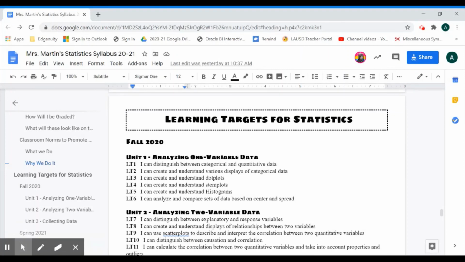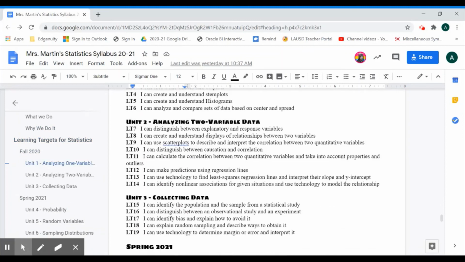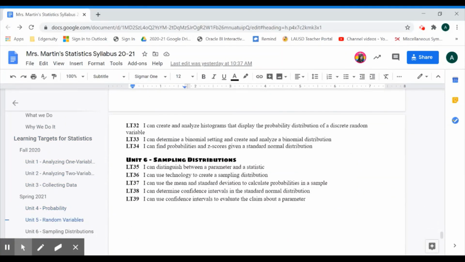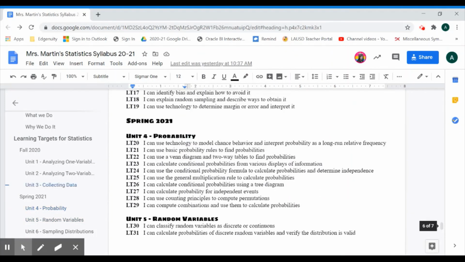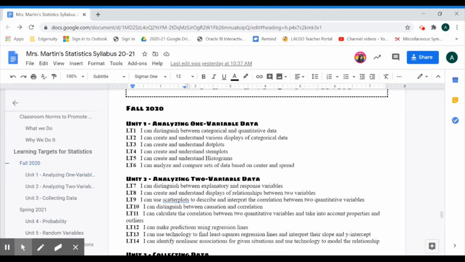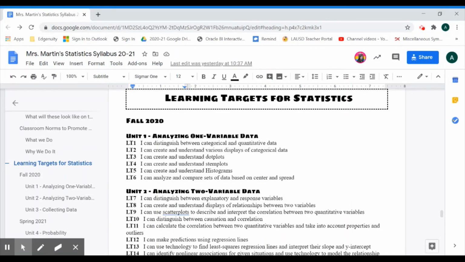Finally, here are our learning targets for statistics. Now, this list is quite lengthy since we have 6 units, but please remember that I broke down those learning targets into really small components so that you can take small bites out of this big course that is statistics. I look forward to going through each and every one of these learning targets with you and helping you master them by the end of this school year. Take some time to look through them, and hopefully you see something that you're very interested in learning.